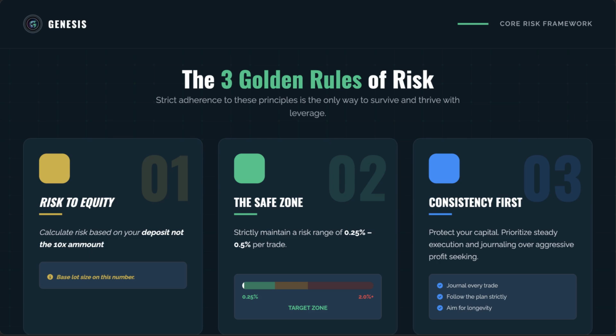Now let's talk about the 3 golden rules that protect beginners inside the Genesis environment. And this is where I want to be very clear. Yes, if you deposit $125, the platform may show an account of $1,250, but that does not mean you suddenly have $1,250 to risk. Your real risk capital is still the $125 you actually funded, because if that equity disappears, the account is done. So, rule number 1 is understanding the difference between displayed account size and real risk.